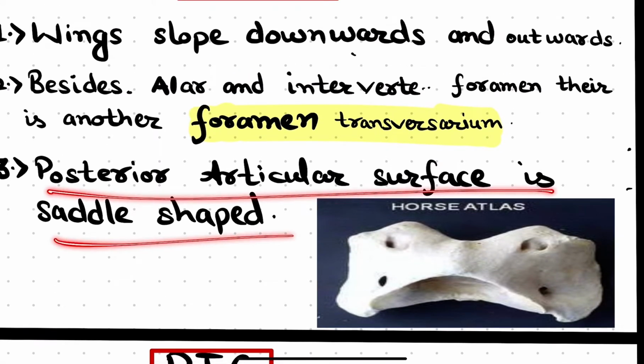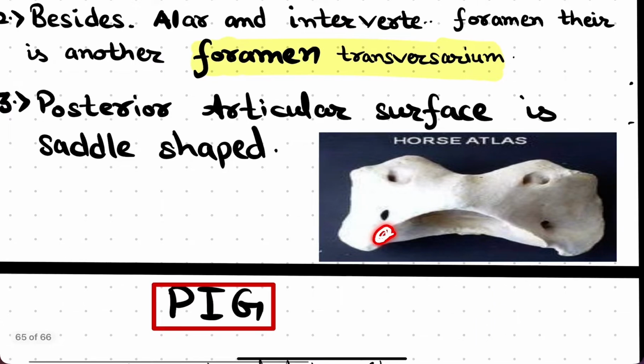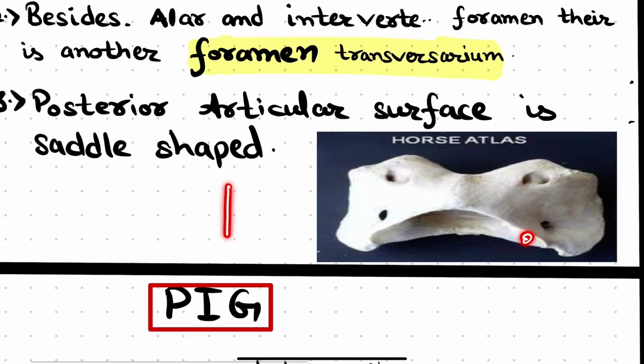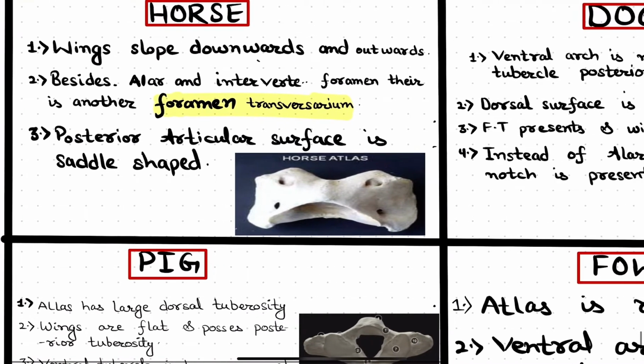The posterior articular surface is saddle shaped. This is the posterior articular surface and it is saddle shaped. It is some sort of this kind of a saddle shape. But in case of the ox, we saw that the posterior articular surface was simple, it was flat.